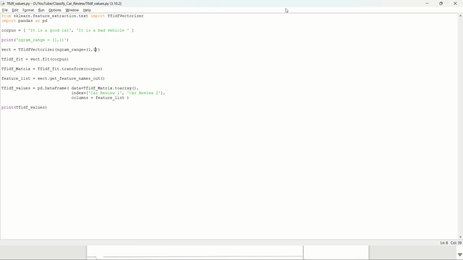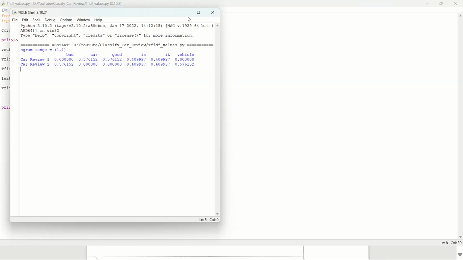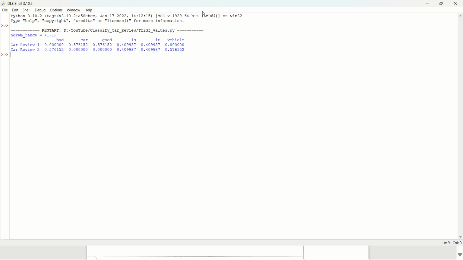I'll close this one so that the output looks fresh. So we are now considering the unigram parameter in the TF-IDF vectorizer calculation. So bad car, good vehicle, it is, etc. You can see it's opened in the form of a matrix, and the n-gram range is given as unigrams. Therefore, each word is considered during the calculation.